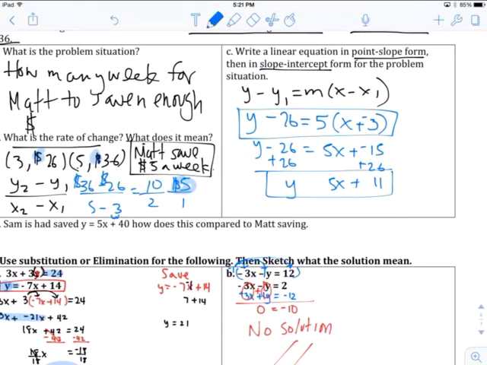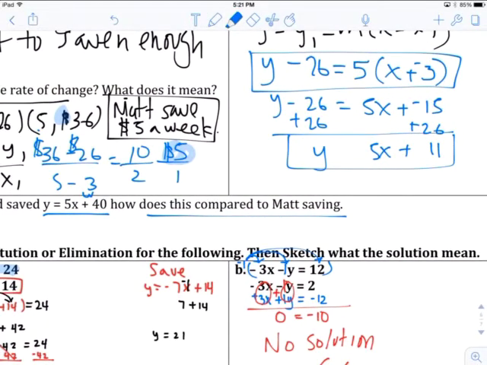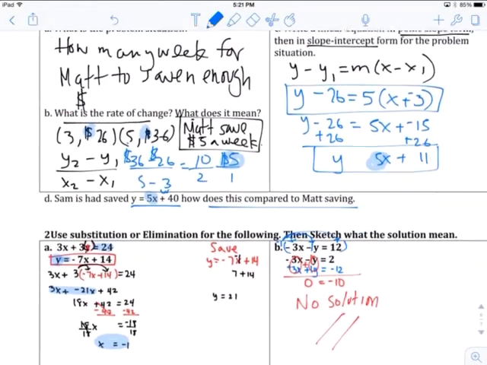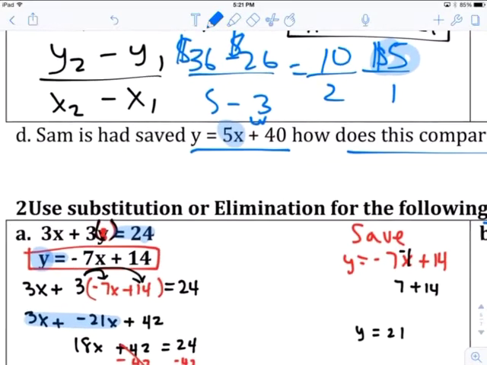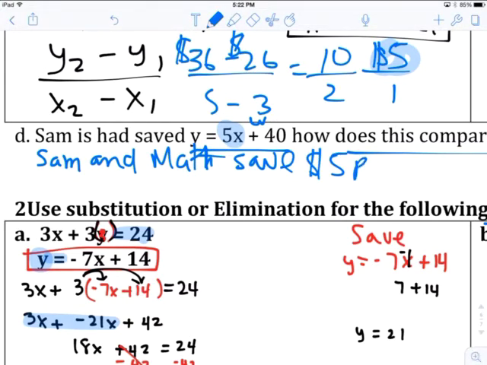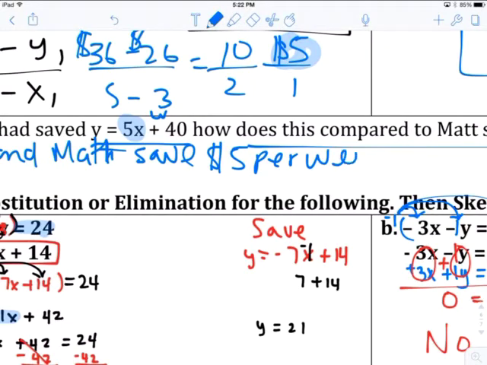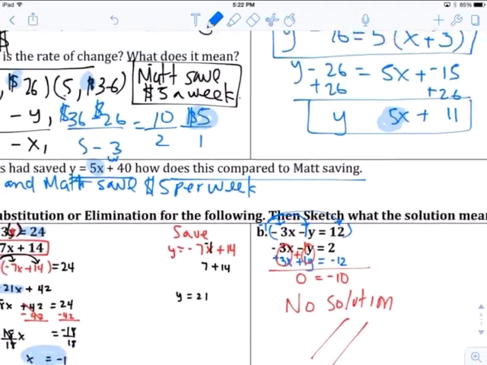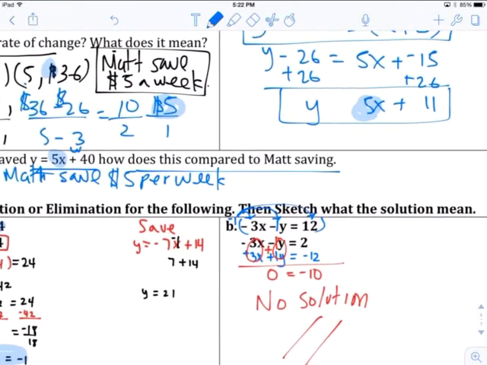Sam has saved this much. How does it compare to Matthew? Well, they save the same amount each week. Sam and Matthew save $5 a week. So if you had to graph, they'll never meet because their rate of change is the same.